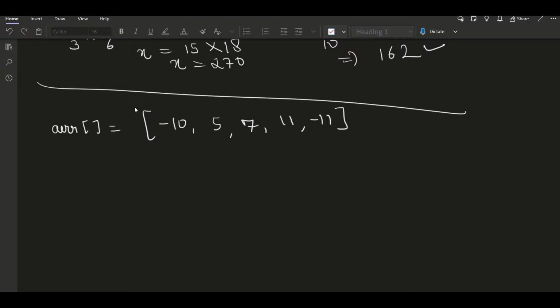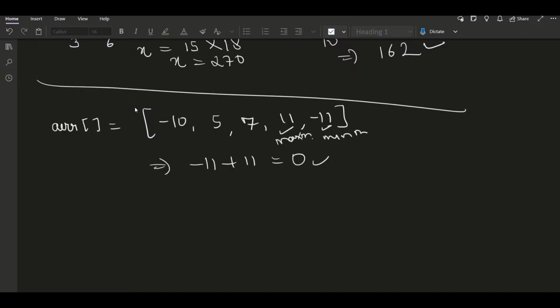So what we can do is find the minimum and the maximum values. For finding the minimum value, we can easily get that the minimum value is minus 11 and the maximum value is 11. Okay, so we need to sum these two values and return that at the end. So when we sum minus 11 and 11, we will be getting the value 0.